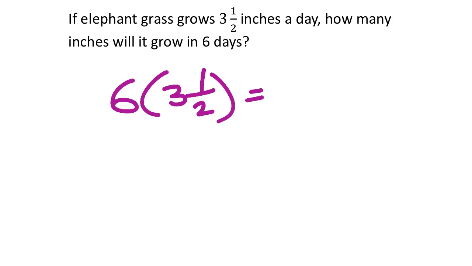So we can just put this directly into the calculator. So 6 times 3 and 1/2. I'm using the mixed number function on the calculator to do this. I'm typing it in. I got 21. That seems like it would make sense. 3.5 added to itself 6 times should be about 21.